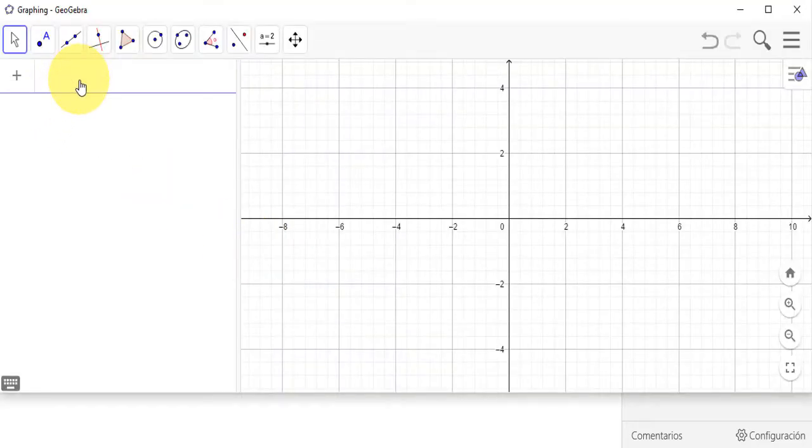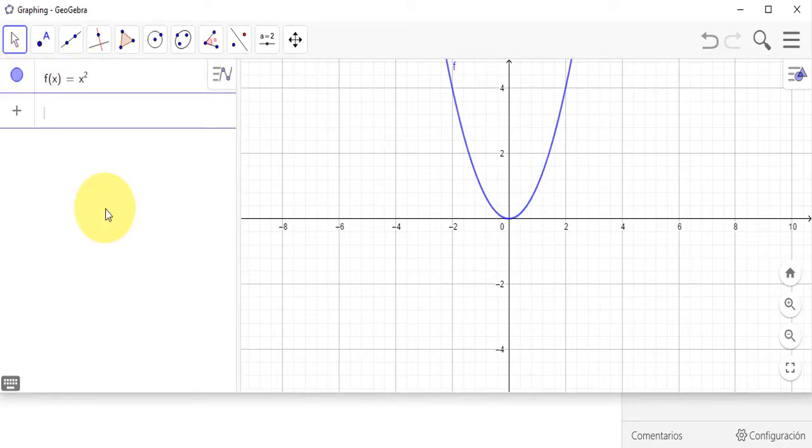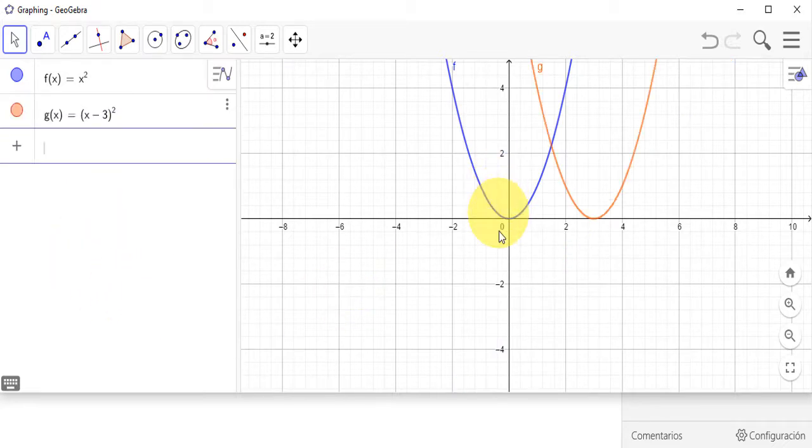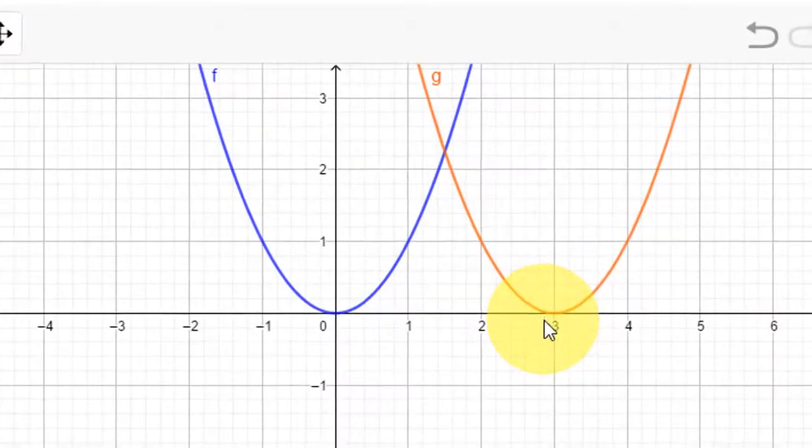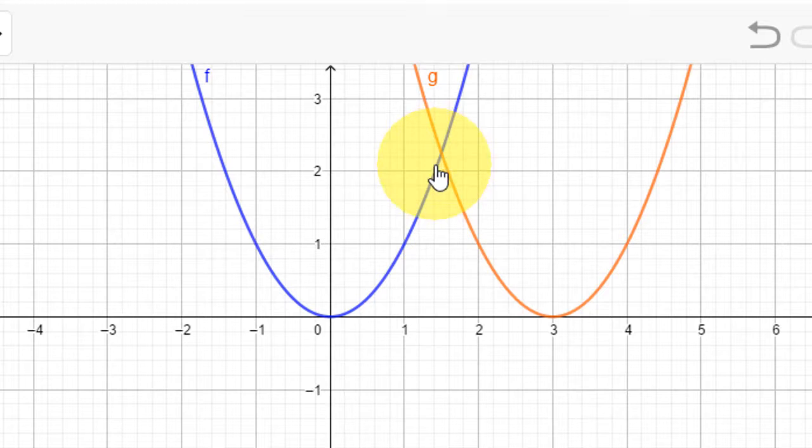Okay, we're going to graph our parent function. It's x squared, and we're going to graph our shift, which is (x minus 3) squared. As you can see, our graph has been moved 3 units to the right. What does it mean? My vertex, which is at (0, 0), is moved 1, 2, 3 units. This point here is going to move 3 units to get to this point. And this point here is going to move 3 units to get to this point.